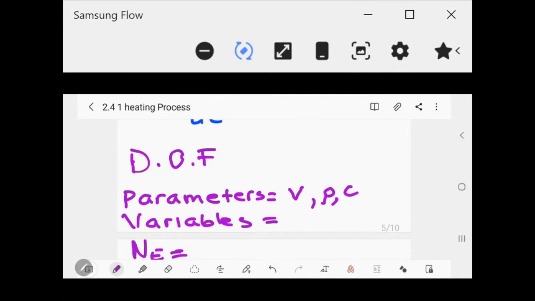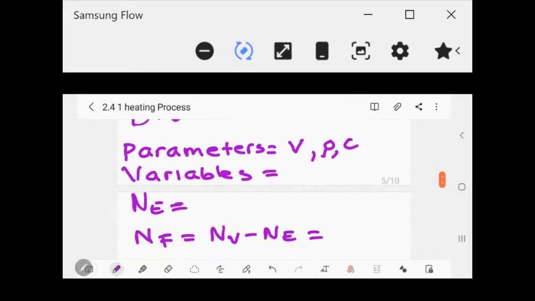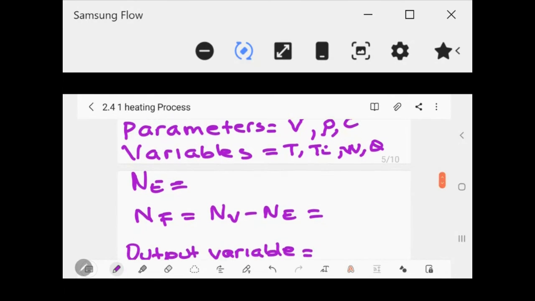Everything except for temperature. Now, what are the variables? Yes, definitely temperature. Yes, inlet temperature. Yes, flow rate. Okay, so let's write them in. You said temperature, you said inlet temperature, and you said flow rate and Q. Okay, cool. Now the number of equations, how many equations do we have?